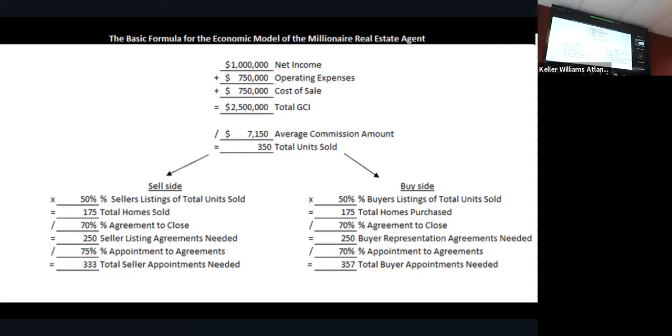So net income is after your expenses, right? So yes. Operating expenses, how much money it costs for you to operate. The operating expenses is what you pay people, what you pay for internet or technology, what you pay for leads if you're buying any, what you pay for your salaries. Cost of sales, who knows what that is?